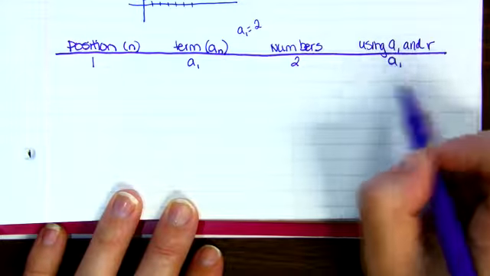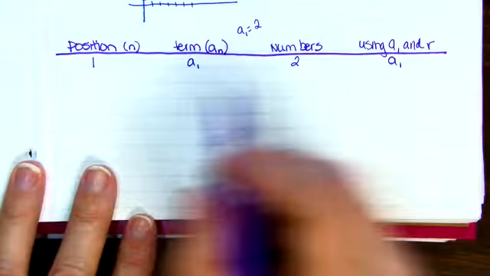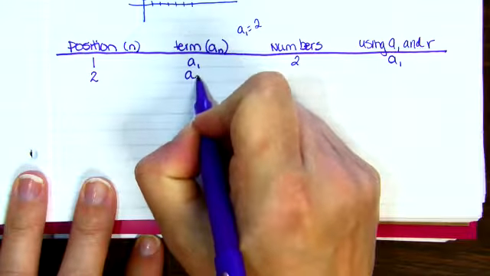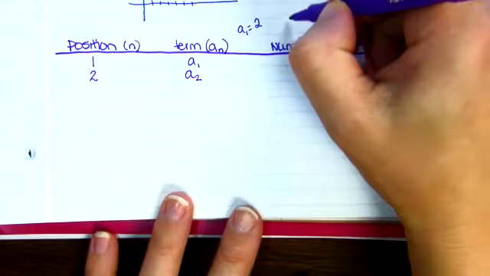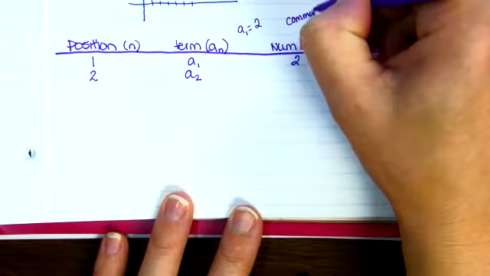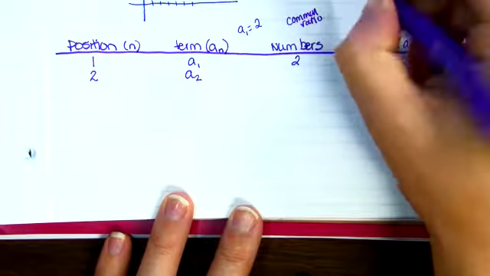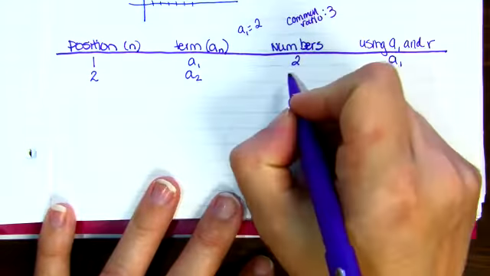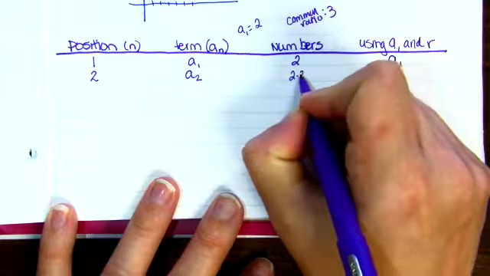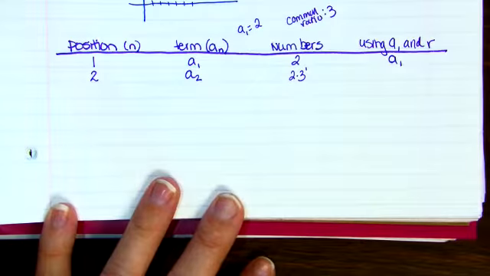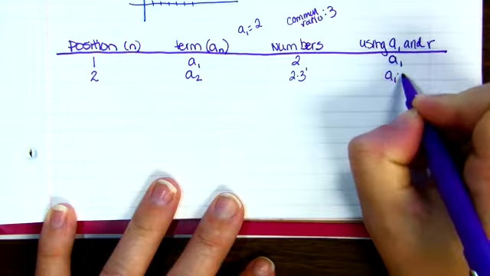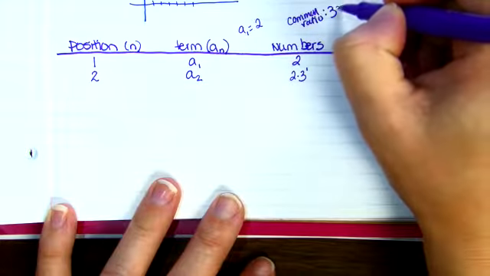So right now I just have a sub 1, that's term 1. For our second term, which we call a sub 2, let's call our common ratio 3. Let's just say we're going to multiply by 3 every time. This would be 2 times 3. I'm going to call that 3 to the first power, or a sub 1 times r. So our common ratio is r.